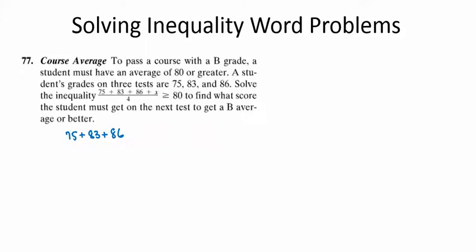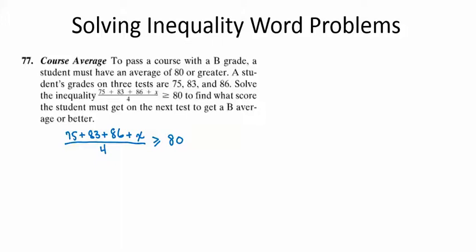Well, what does this all mean? We're going to add up the existing scores, and there's one more test. We don't know how much the student will get on that test, so we're going to leave that as a variable x. How do we find the average of 4 test scores? We add them up and divide by 4. In order for the student to get a B or greater, they're going to need to have at least an average of 80 or higher, greater than or equal to 80.